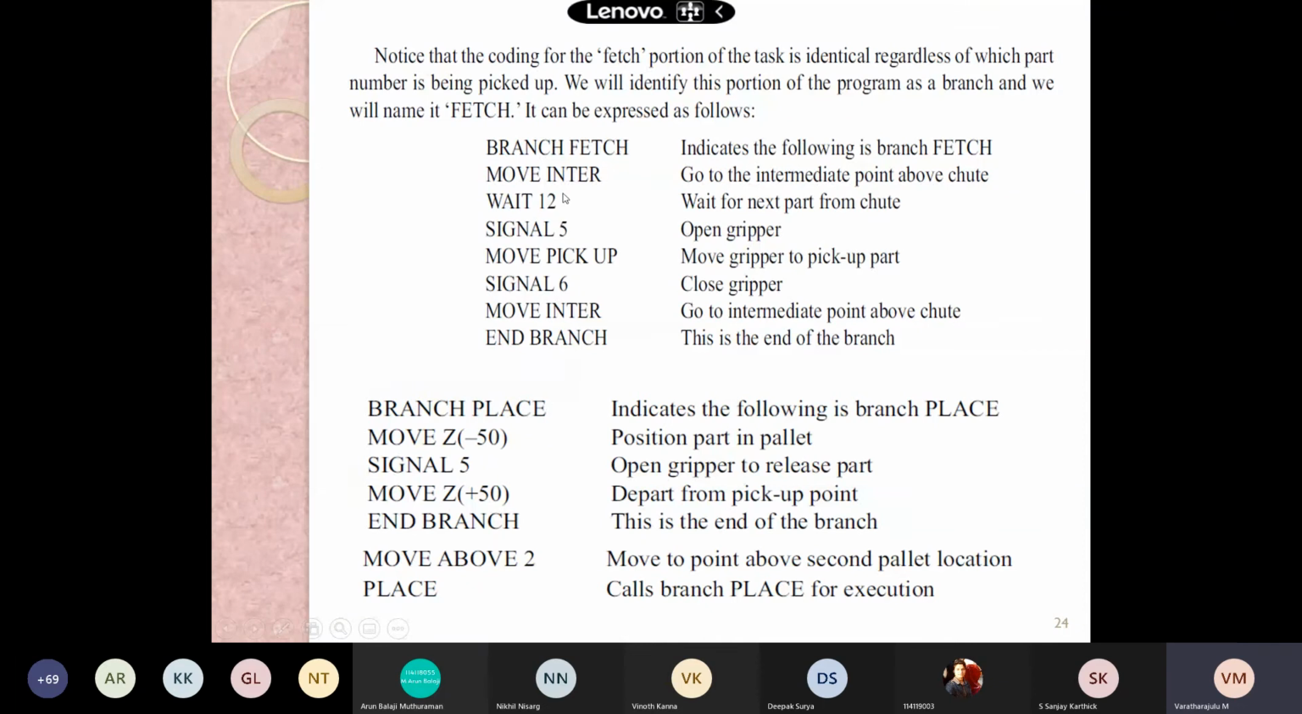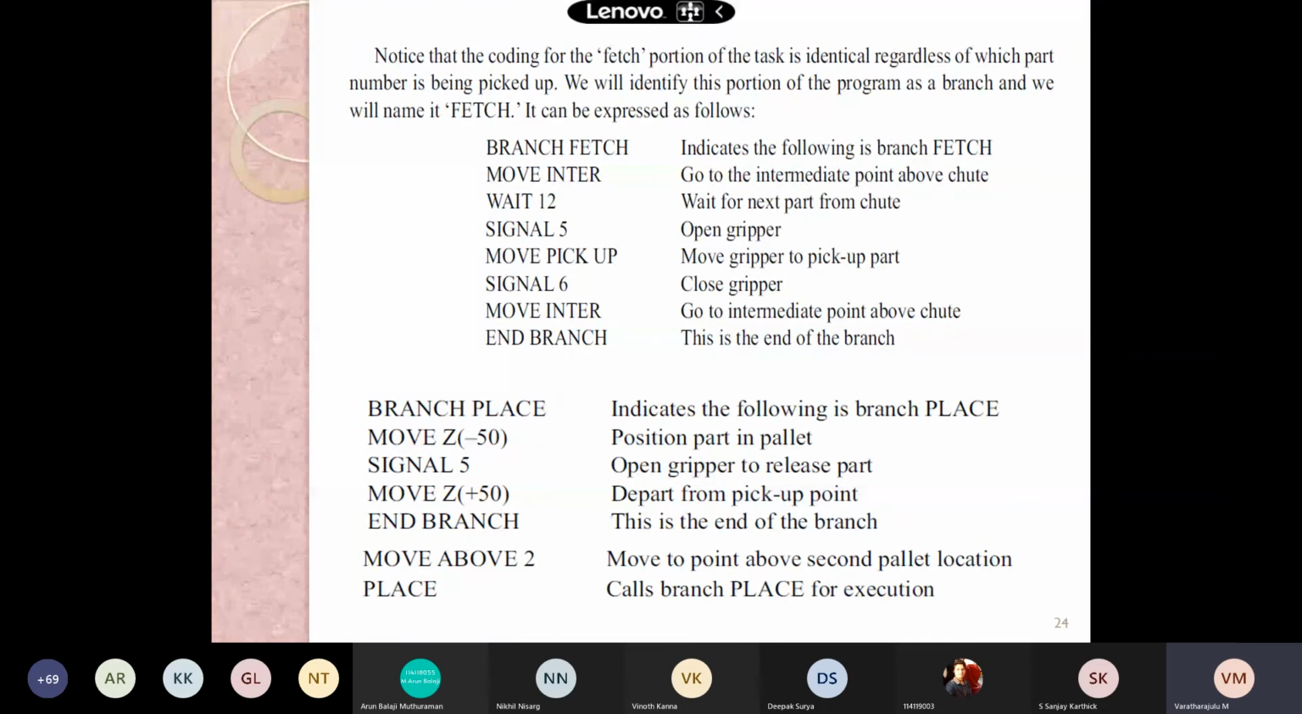Branch fetch, move enter, wait 1 2, and you please make a note. Signal 5, move pickup, signal 6, move enter, end branch, which is used to end the branch, and branch place indicates the following is branch place.